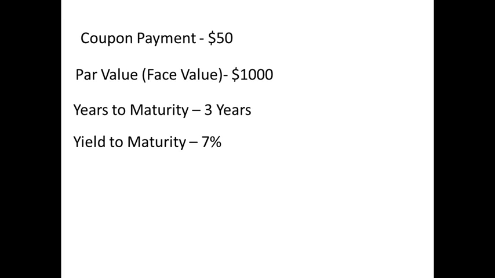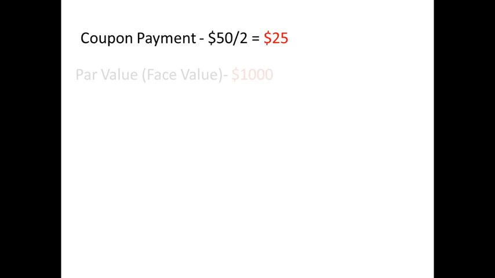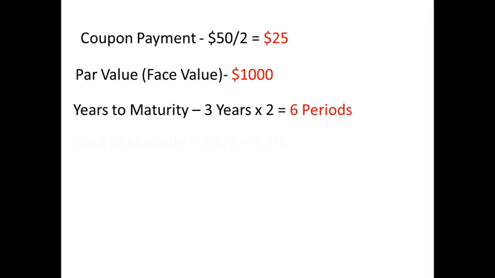The present value of the bond would be calculated as 50 divided by 1.07 plus 50 divided by 1.07 to the second power plus 50 divided by 1.07 to the third power plus 1,000 divided by 1.07 to the third power, giving us a value of $947.51. If this bond made semi-annual payments, then we would multiply the number of years to maturity by 2, so there would be 6 periods.